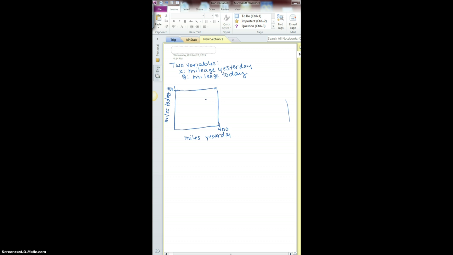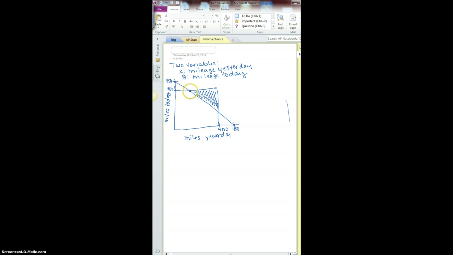Now we have to figure out, all right, well, where is she going to run out of gas? Well, if she didn't fly at all yesterday and went 450 miles today, she would run out of gas. That's outside of our sample space. Or if she went 450 miles yesterday, but no miles today, she would run out of gas. So this creates a boundary for where she's going to run out of gas. So inside the sample space, the region where she will actually run out of gas is right here.